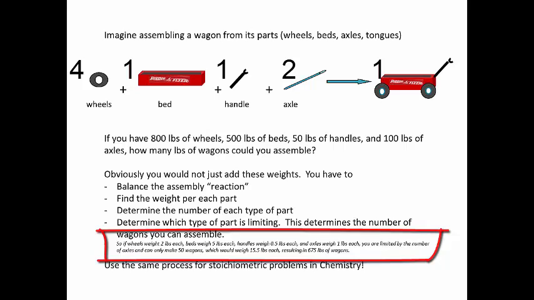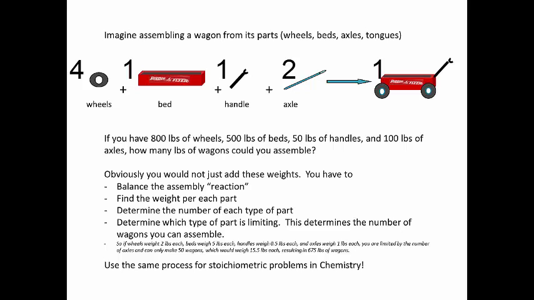Okay, now with that information, I can go back. I had 800 pounds of wheels, and each one weighs 2 pounds. So how many wheels do I have? I have 400. Each bed weighs 5 pounds, and I have 500 pounds of beds. And so that means I have 100 beds. And likewise, you could determine that you have 100 handles and 100 axles. Okay, so 400, 100, 100, and 100. All right, that sounds like everything's going to work out fine, right?